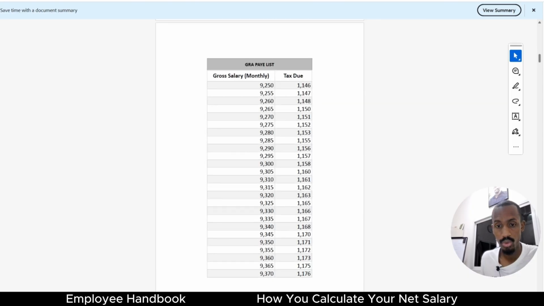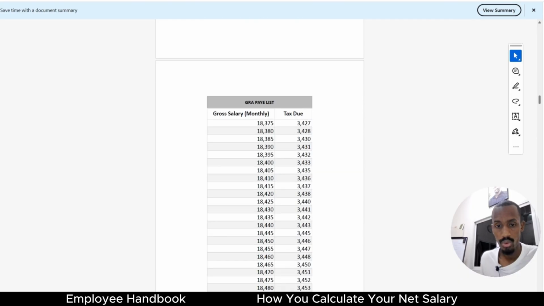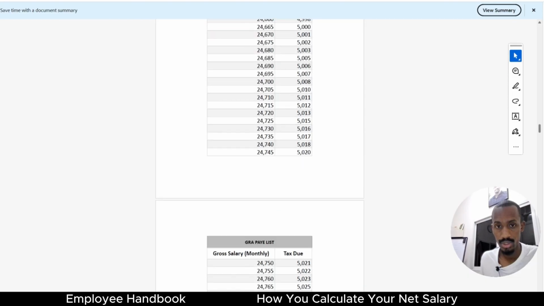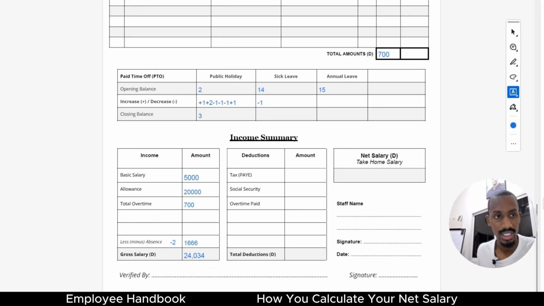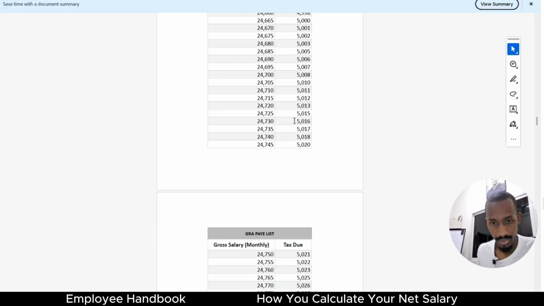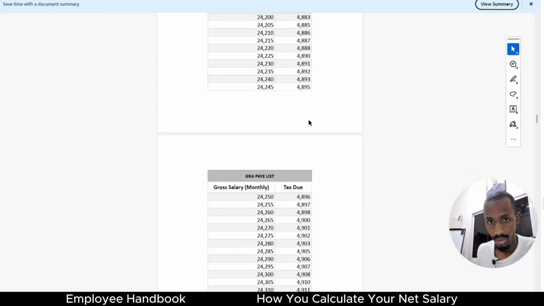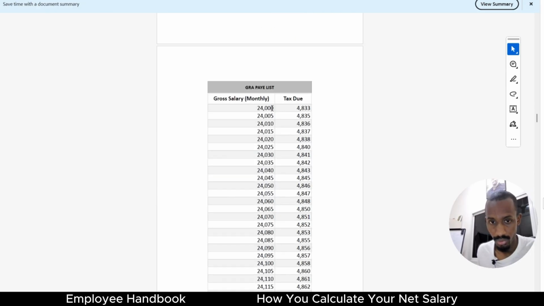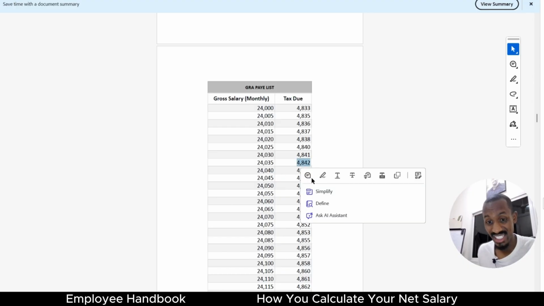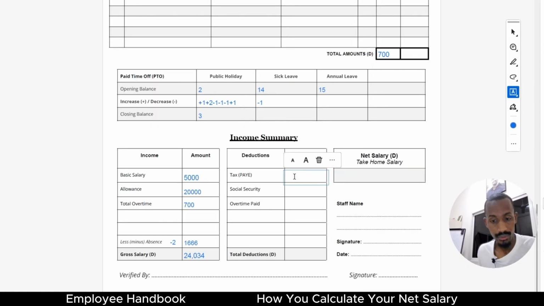So now let's move to the 24,000 bracket, 24,034. All right, let's go to the list. 24,035. Let's assume it's here. So this is the tax I am supposed to pay. 4,000. Can you imagine? I'm supposed to pay 4,000 from my salary as tax. This is crazy, man. But I have no choice. 4,842. This is what is removed from my salary and it is going to the government straight away.